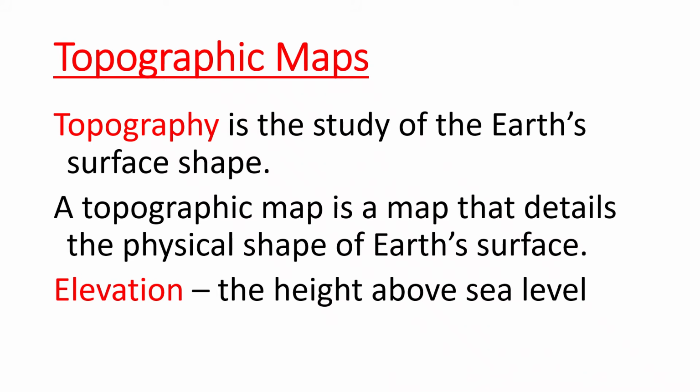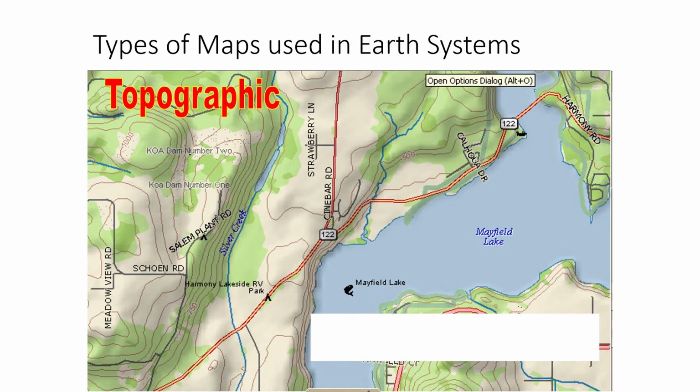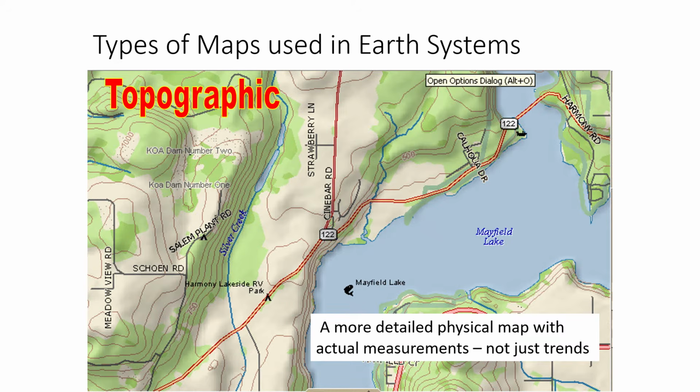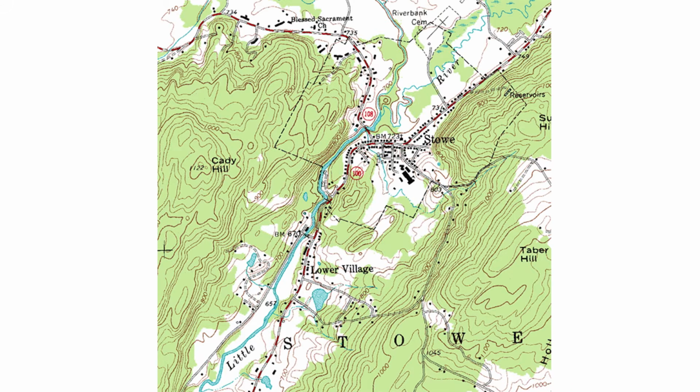It's not just a physical map. It actually gives us some finer details, some numbers. And here's what a topographic map looks like. The difference with a topographic map is that it actually gives us some numbers. We can make some measurements. It's not just a range anymore. It's not just a trend. Here's what a physical map might look like.